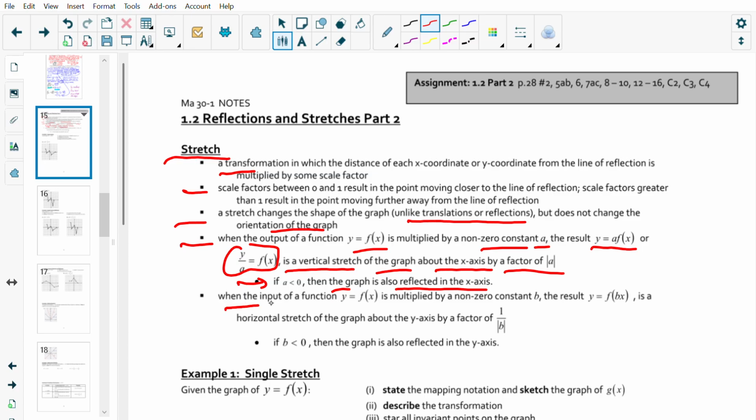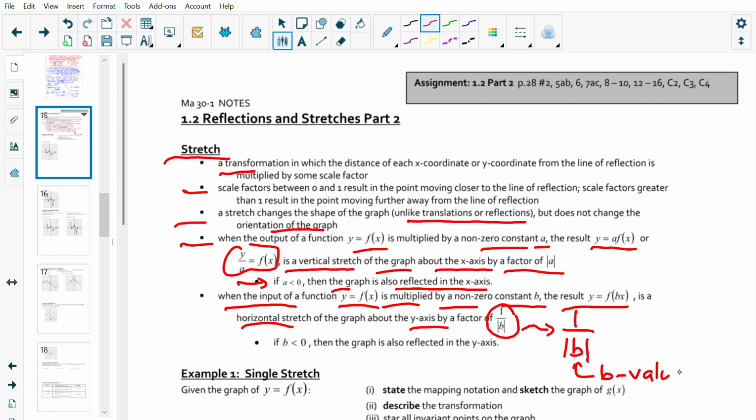When the input of the function y equals f of x, on the other one, the horizontal, is multiplied by a non-zero constant b, the result y equals f of bx is a horizontal stretch of the graph about the y-axis by a factor of, this is what we saw in our investigation, 1 over the absolute value of b. So you pull out the b value. Remember, the b value is different than the factor of the stretch. The factor of the stretch is what you multiply by to change the graph. If b is less than 0, the graph is also reflected in the y-axis.